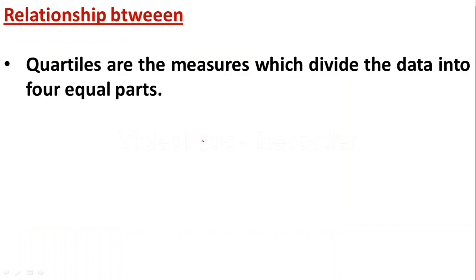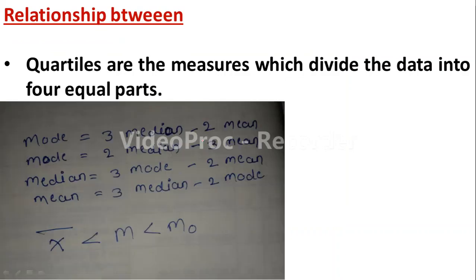Next, let us see the relationship between mean, median and mode. Here mean is always less than median and median is always less than the mode. So please remember it and remember these formulas also. These formulas are very necessary because on these formulas sometimes we will get questions. So you have to solve the problems. In the next video we will solve problems here.